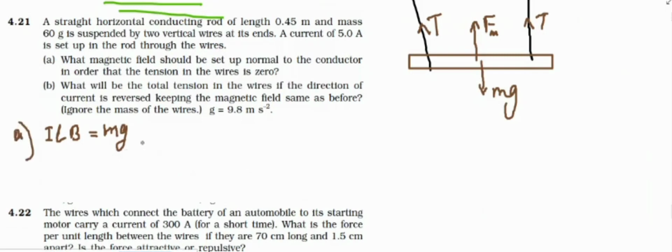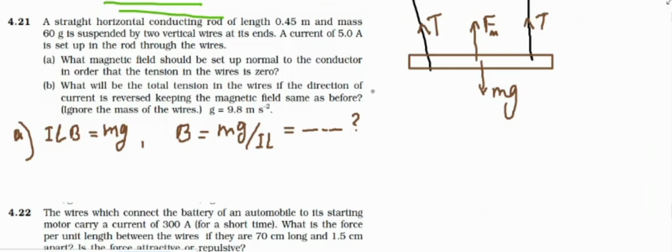So from there, you can find the magnetic field B is equal to mg upon IL. Substitute the values, and you get the value of the magnetic field to be set up so that the tension in the suspension wires is zero. Now case B: what will be the total tension in the wires if the direction of the current is reversed, keeping the magnetic field the same as before?